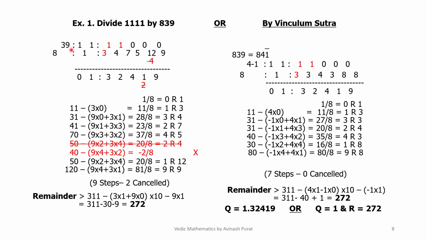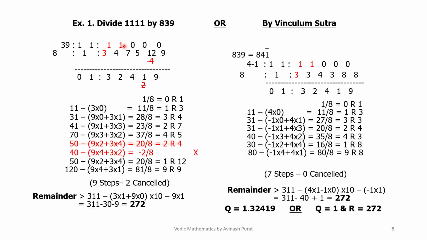Now 1 divided by 8 equal to 0 or 1. Its remainder is 1. So 11 minus 3 into 0 equal to 11 by 8, that is equal to 1 or 3. Now 31 minus 9 into 0 plus 3 into 1, that is 3. 31 minus 3 is 28 by 8 equal to 3 or 4.